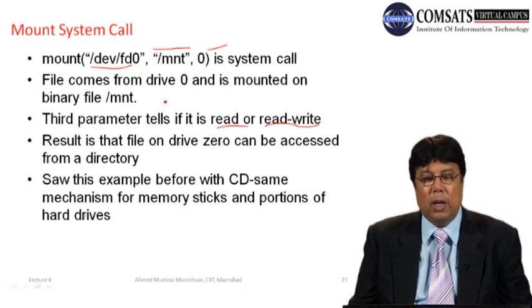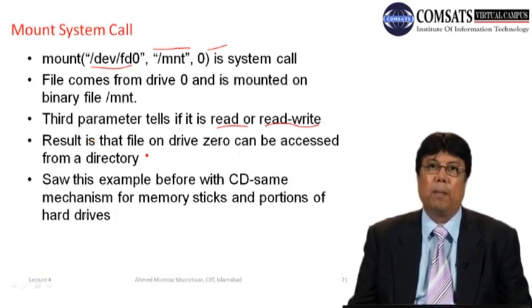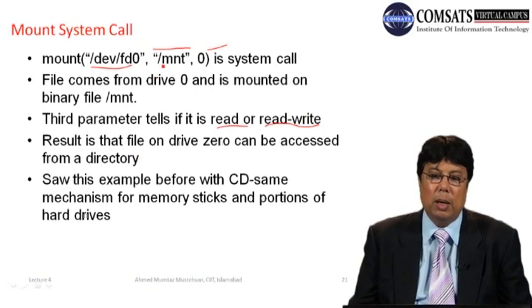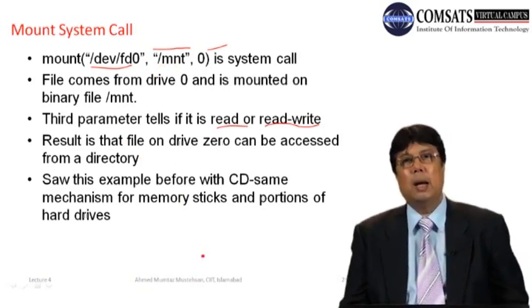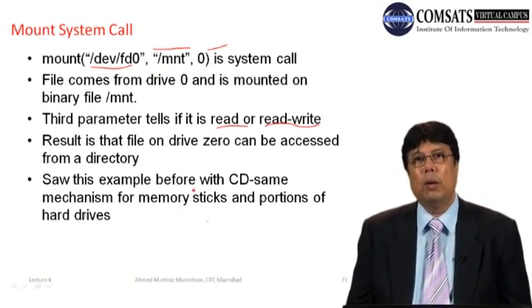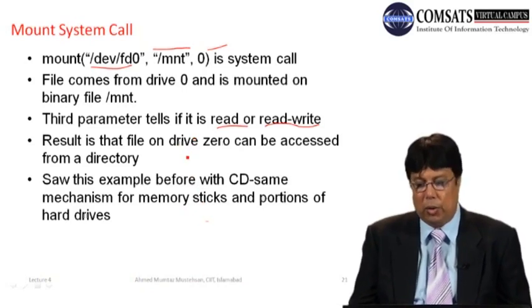So the file comes from drive 0 and is now mounted on binary file /MNT. The result is that the file on drive 0 can be accessed from a directory. Okay? Earlier it was a device, and now after being mounted on this directory, it can be accessed through this directory. We have seen the example previously for the CD-ROM, and I promised you that I will give you one more example where we will use that.